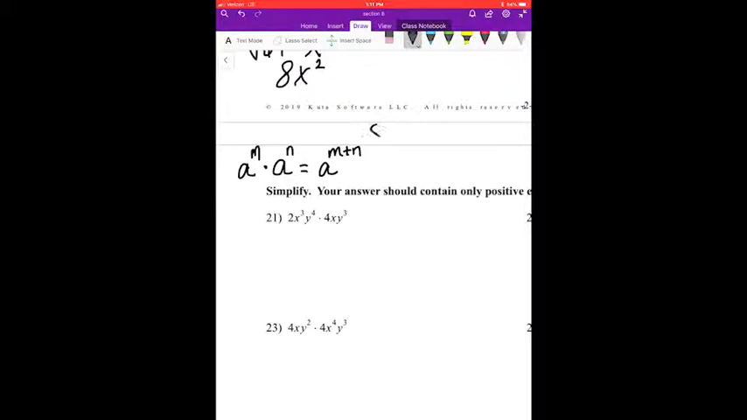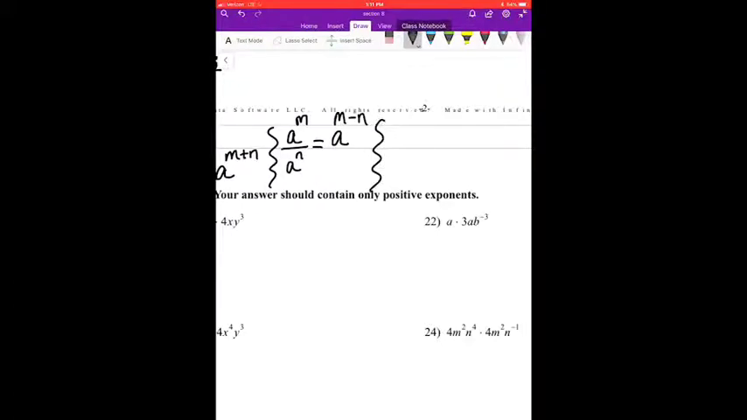What if I'm dividing? What if I had a raised to the m divided by a raised to the n? So you're dividing and you have the same base. The rule says keep the base, and that base would be up in the numerator, and do what to the exponents? Subtract. It's always the exponent of the numerator minus the exponent of the denominator. Okay?